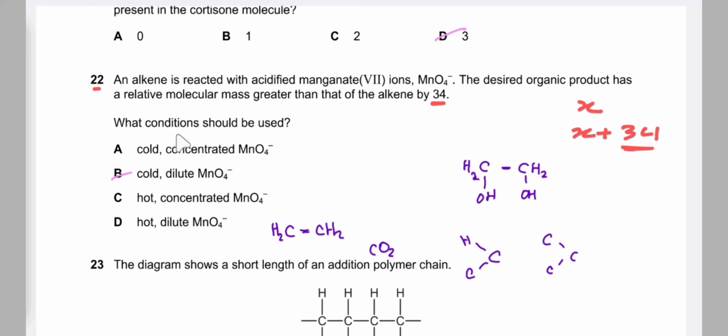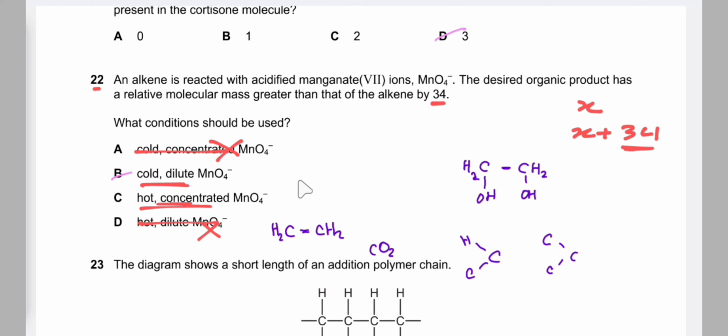So we need to find what condition should be used. So the condition can either be cold dilute acidified KMnO4 or hot concentrated acidified KMnO4. It cannot be cold concentrated or hot dilute. So the condition can either be cold dilute or hot concentrated. It cannot be cold concentrated or hot dilute. So the answer could either be B or C.